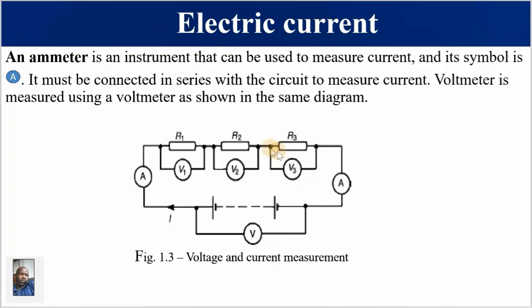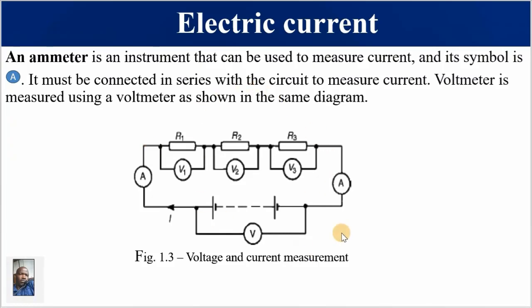So this means that V1 is not going to divert current away from R1. The same applies to V2 as well as V3. Why? Because they have a very high resistance to the flow of current. If we connect it in series, no current will flow in that particular circuit, hence it will affect the measurements we will be carrying out, because it has a very high resistance to the flow of current.